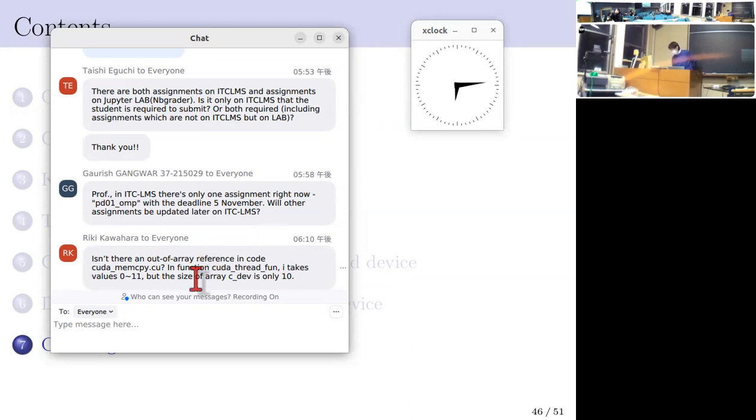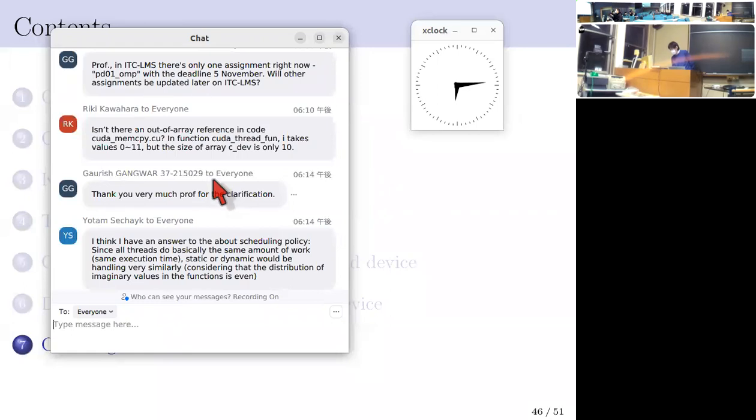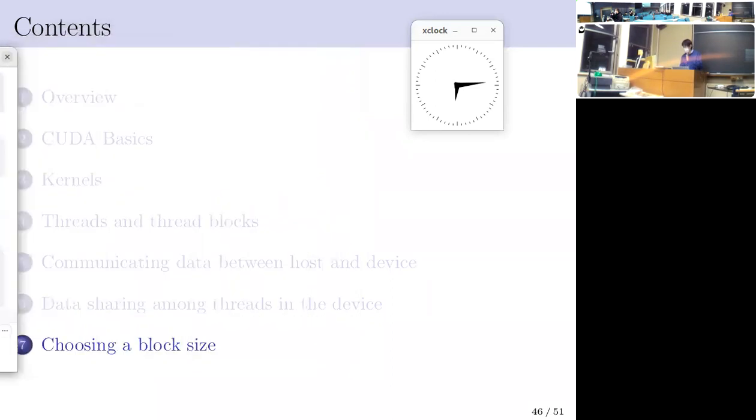And the last one, there seems to be something wrong in the code I gave. Obviously this is not something I'm aware of at this point, so I will look into it later. I cannot answer right away. Okay, so you think you have an answer to the scheduling policy. Let's get into it later anyway. Let me go ahead for now.